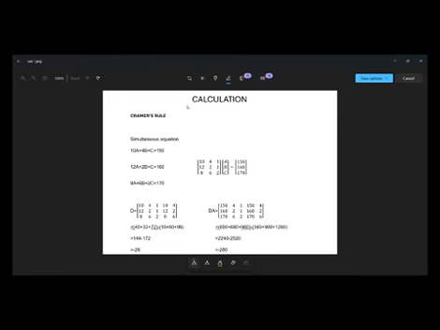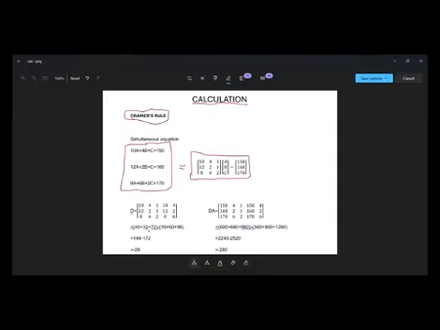So let's go to the calculation part. To do this calculation, we use Cramer's rule. First, before we do the calculation, we must write our simultaneous equation in this form, and then we will change this simultaneous equation to the matrix form like this. We will separate the numbers into integers. Next, the first step, we must find the determinant for this matrix form.